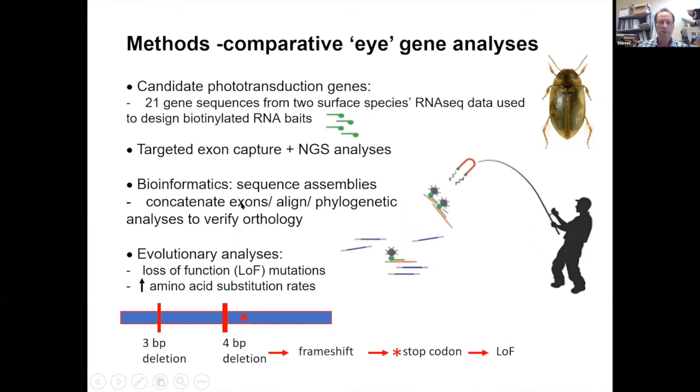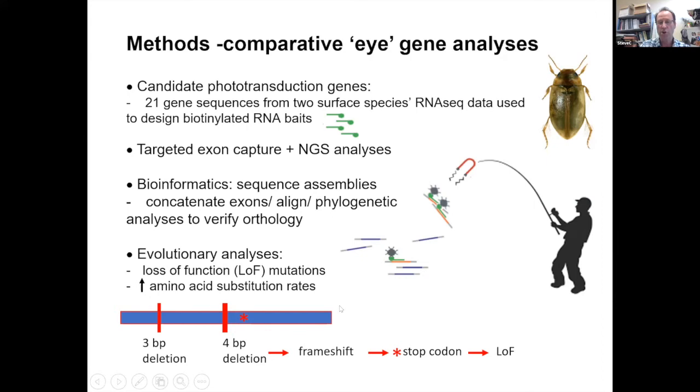So we then conducted, or Barbara conducted, bioinformatic analyses involving assembling the sequences, concatenating exons, aligning, and phylogenetic analyses to verify the orthology of genes, and then we searched for loss of function mutations. So these are mutations that might cause a deletion, but in particular, a deletion which might cause a frame shift and a change in the amino acid sequence and the introduction of perhaps a stop codon.